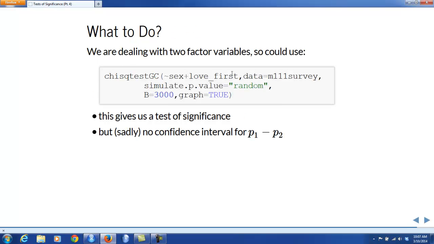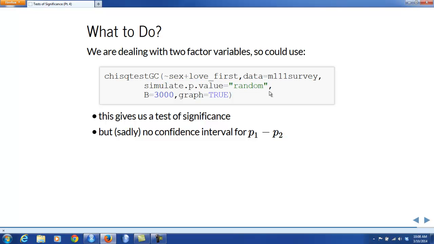So what should you do? Well, we happen to be dealing with 2-factor variables here. Sex and love first are both factor variables, and fundamentally we're studying the relationship between these 2-factor variables. We have the old chi-square test way back from earlier chapters for testing whether a relationship that we see in data between two-factor variables might hold out in the population from which those data were selected. So we could run chi-square test GC here using the same formula data input. But since the sample sizes apparently were somewhat small, let's do simulation.